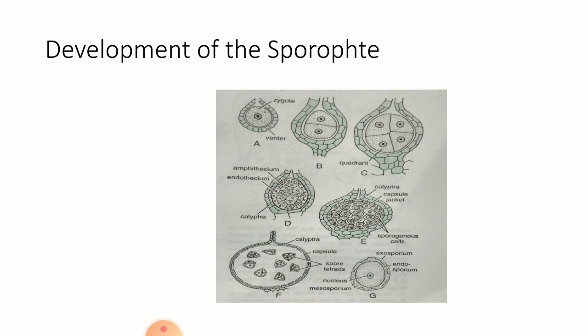Now the act of sporogenesis takes place. What is sporogenesis? It is the transformation of the diploid protoplast of the sporocyte, that is the spore mother cell, into the haploid dispersal unit, the spores, with resistant walls.